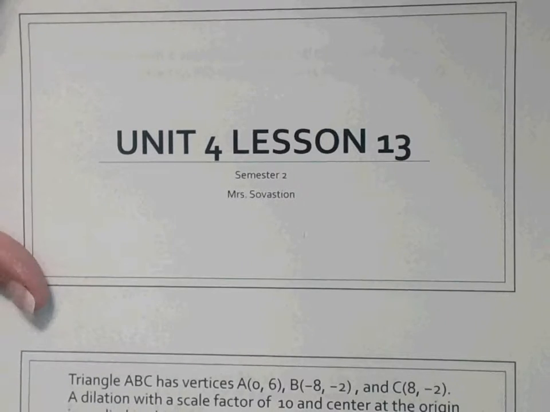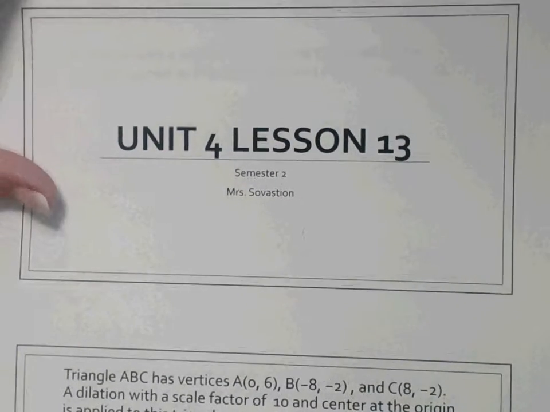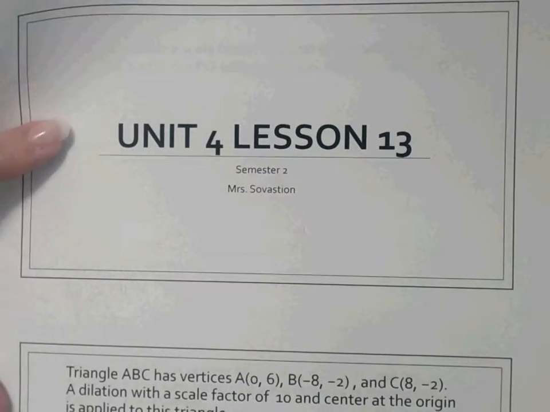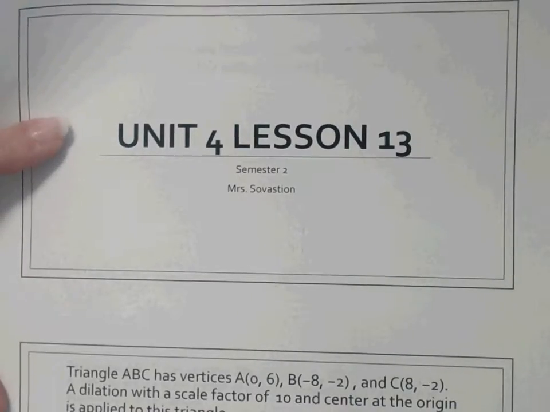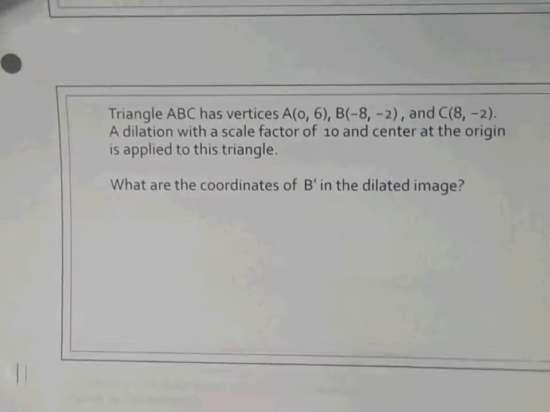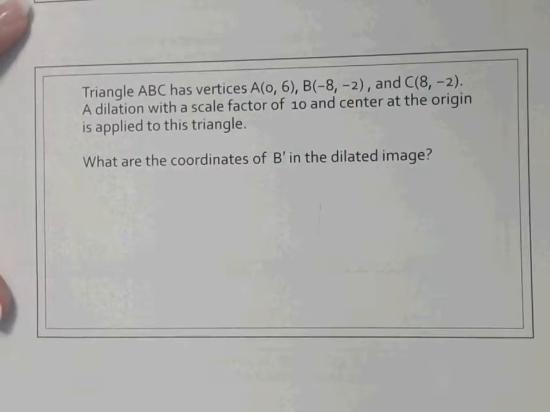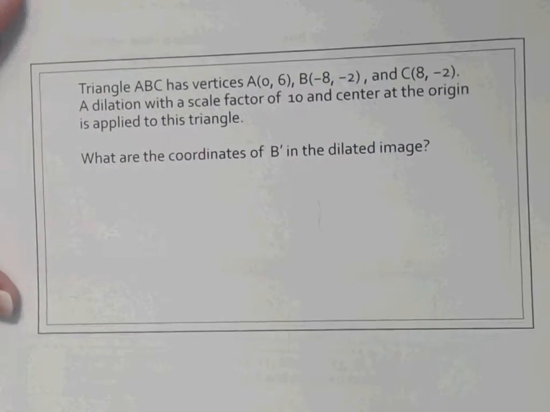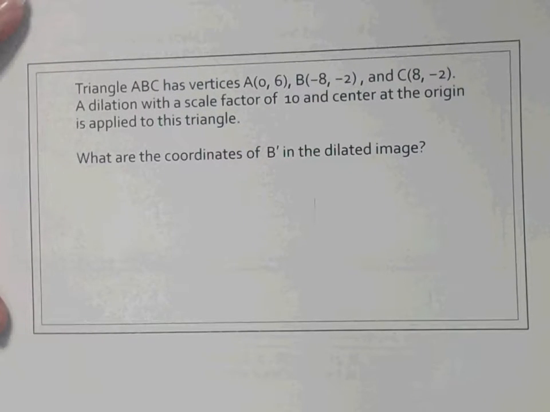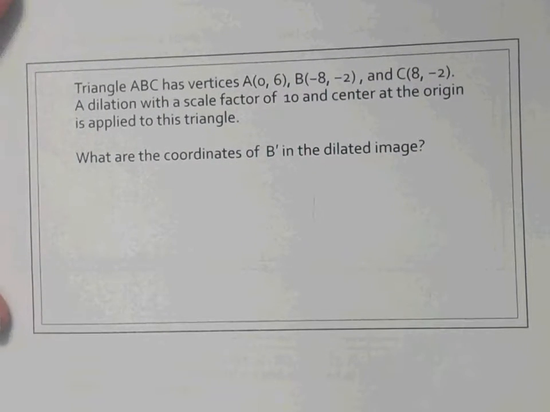Hey guys, this is Unit 4, Lesson 13, and we are going to be looking at dilations in the coordinate plane. Okay, so we've got triangle ABC has vertices A with an ordered pair of (0, 6), B (-8, -2), and C (8, -2). A dilation with a scale factor of 10 and center at the origin is applied to this triangle. What are the coordinates of B prime in the dilated image?